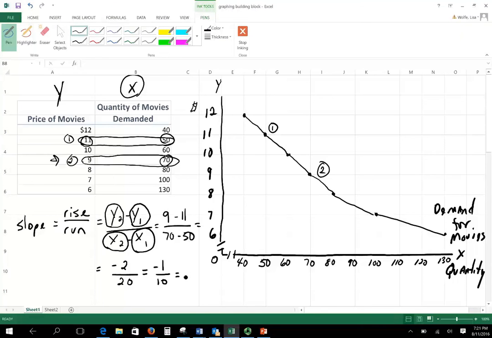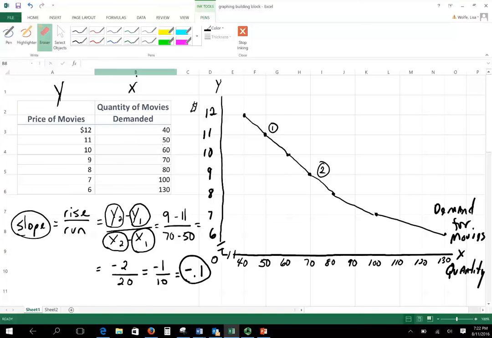And if we want to show it as a decimal, we'll take -1 and divide it by 10. That would give us a -0.1. The slope between our 2 points is a -0.1. Notice that we didn't drop the negative. The negative is an important component of this slope.